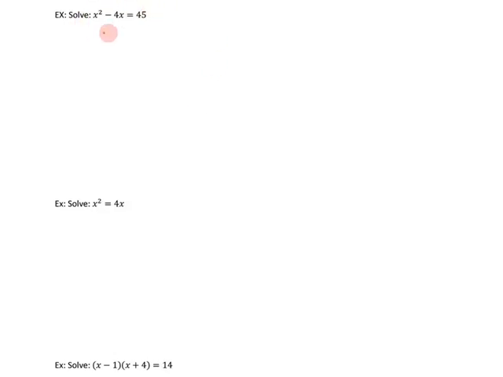Okay, so to begin with, I have x squared minus 4x is equal to 45. Note that it is not equal to 0, so the first thing I need to do is get this thing equal to 0. So I'm going to begin by subtracting 45 from both sides, leaving me with x squared minus 4x minus 45 equals 0. So to solve this, I first factor.